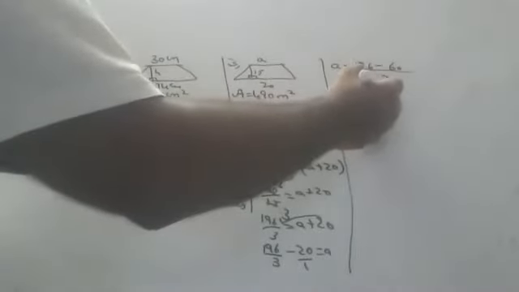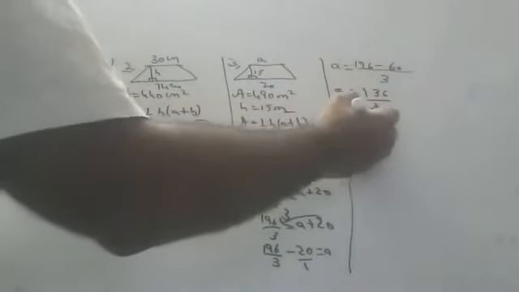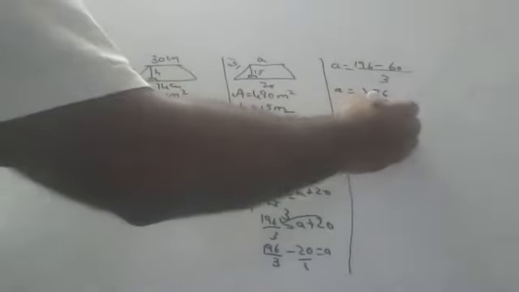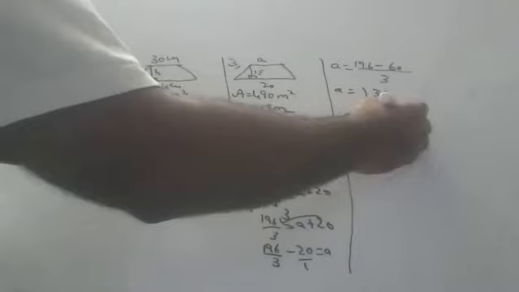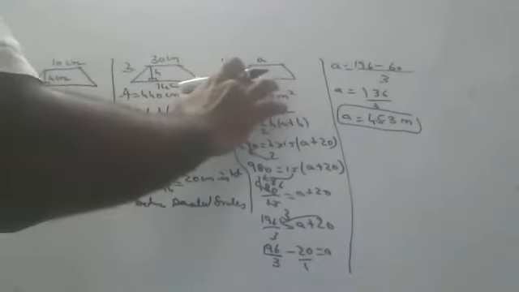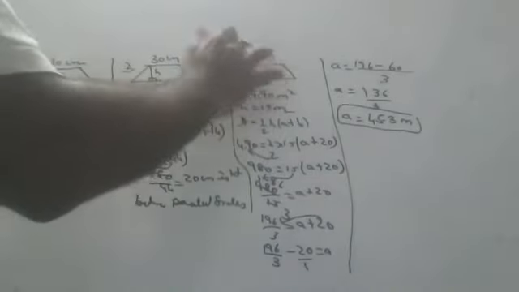9 minus 6 is 3. 136 by 3. A is equal to 3 4s are 12. Please see here, 3 5s are 15. 45.3 meters. Okay, children, 45.3 meters is the answer.